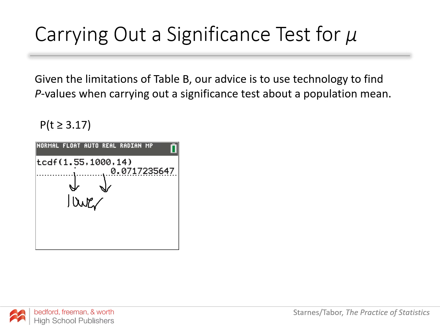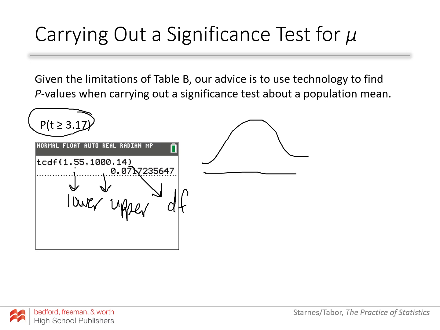Then we have our upper. And then we have our degrees of freedom now for tcdf. So because this one was calculating greater than, then your lower is that number. So this is a different example, but we would just type in the 3.17. The upper is just a really big number because it's going to go on and on forever. And in this case, the degrees of freedom was 14.